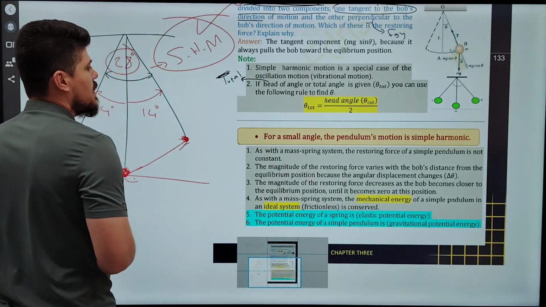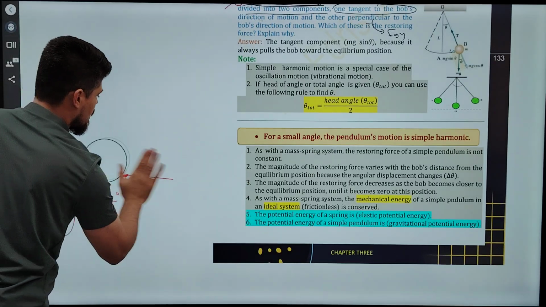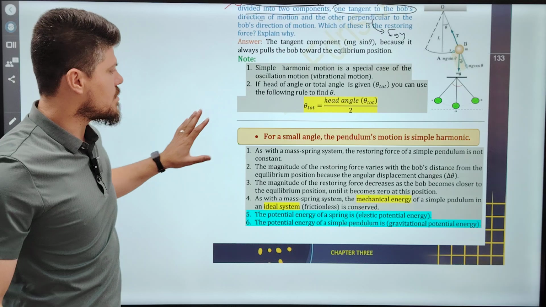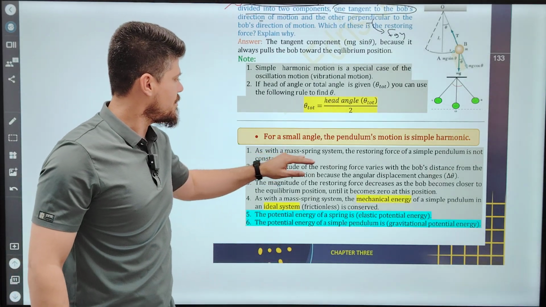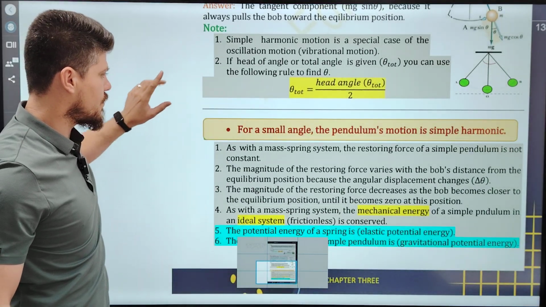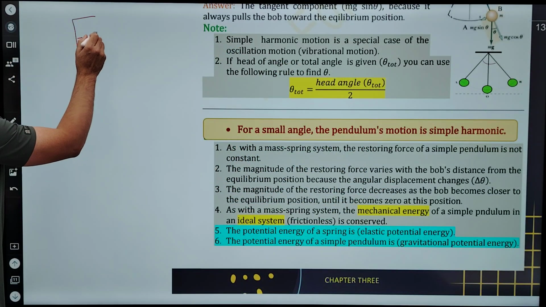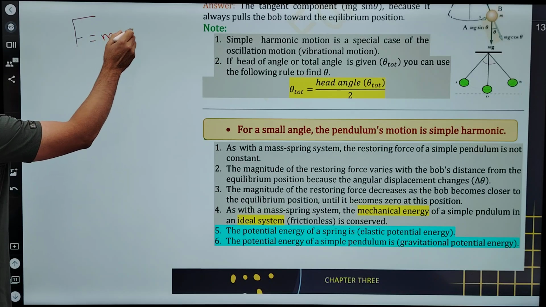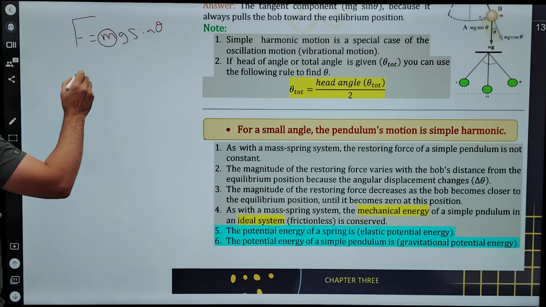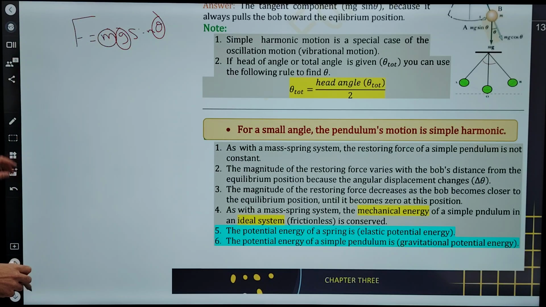For small angles, it means less than 15, the pendulum's motion is a simple harmonic motion. As with a mass spring system, the restoring force of a simple pendulum is not constant. The restoring force changes or varies. Okay? Restoring force in a simple pendulum is mg sine theta. Restoring force changes by changing mass. Restoring force changes by changing gravity and also changes by the angular displacement.